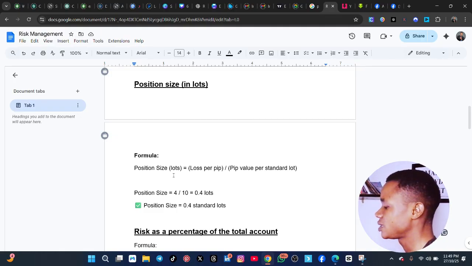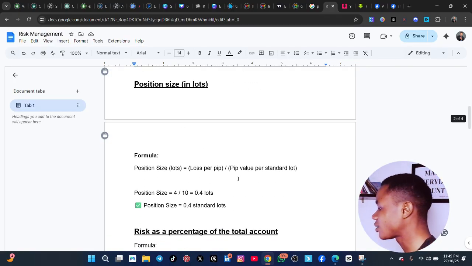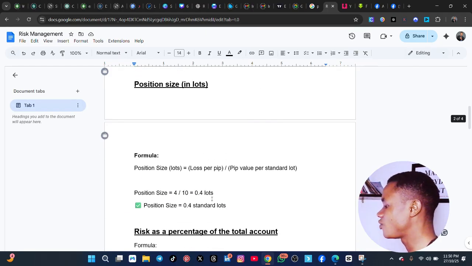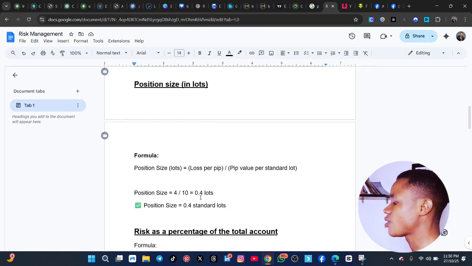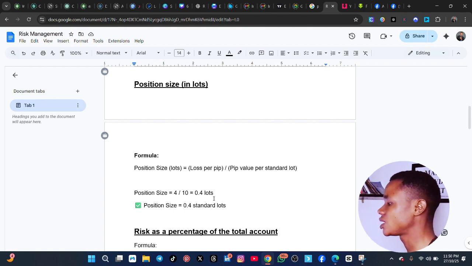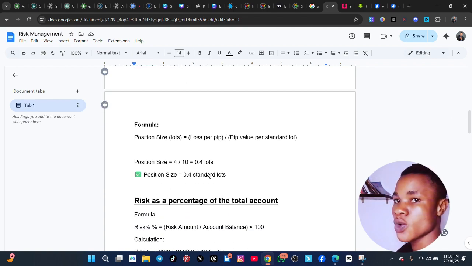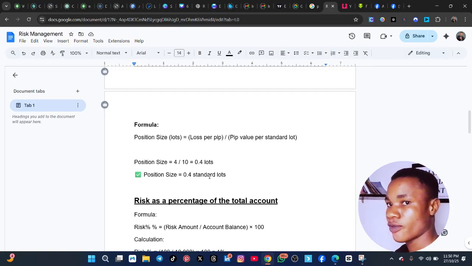The formula is loss per pip divided by the pip value per standard lot size. And remember that we are using standard lot size. So the loss per pip is 4, which we just calculated here, and one standard lot is equal to 10. So if you divide 4 by 10, it is equal to 0.4 lot size. So if we are to take this trade with exactly these figures, the lot size we are supposed to use is 0.4. Not 0.1, not 0.3. So that's the 0.4 lot size we're supposed to use.